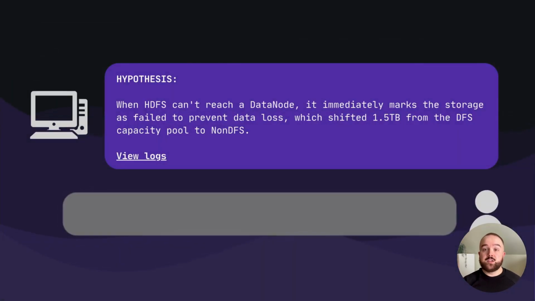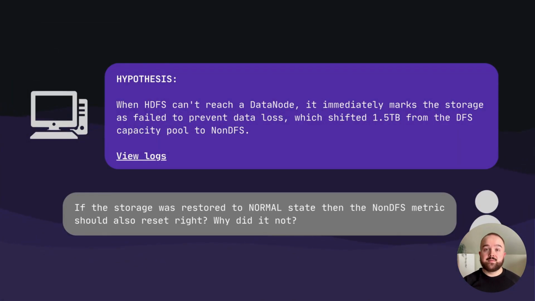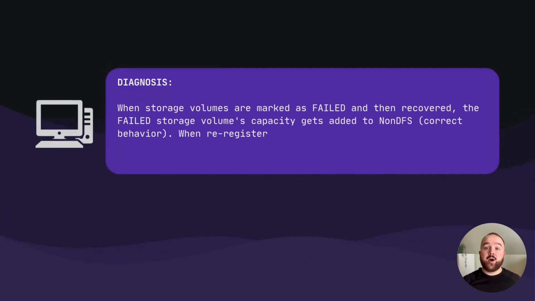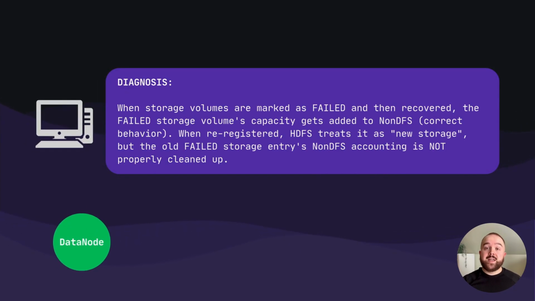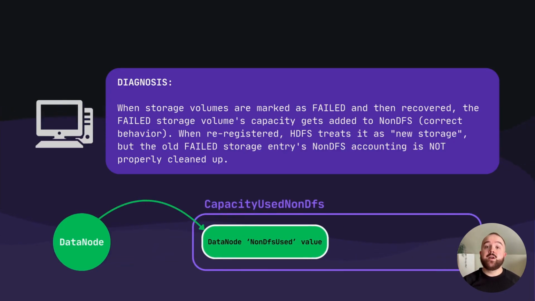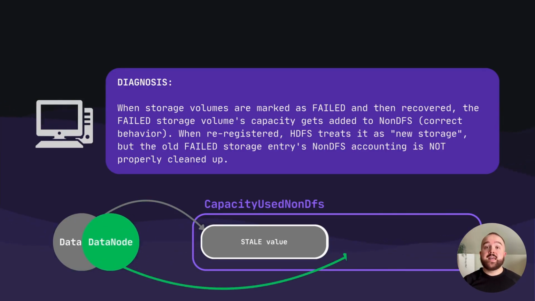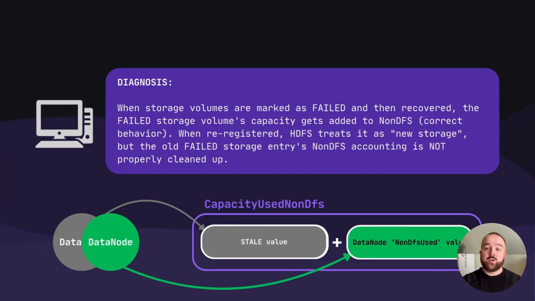So we prompt the agent to continue its investigation. We repeat this process until the agent provides a hypothesis we can't refute. When a data node is marked dead due to missing heartbeats, its non-DFS used value isn't cleared. So when it comes back online, the stale value is added to the new value during re-registration, causing the spike. We confirmed this as the root cause by instrumenting the source code.